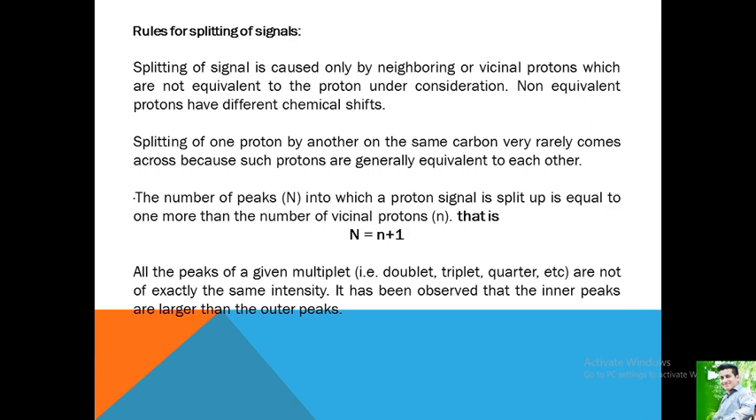The number of peaks into which the proton signal is split is equal to one more than the number of vicinal protons, denoted by small n, where the formula is N equals n plus 1. All the peaks of a given multiplet, that is doublet, triplet, quadruplet etc., are not of exactly the same intensity. It has been observed that the inner peaks are larger than the outer peaks.